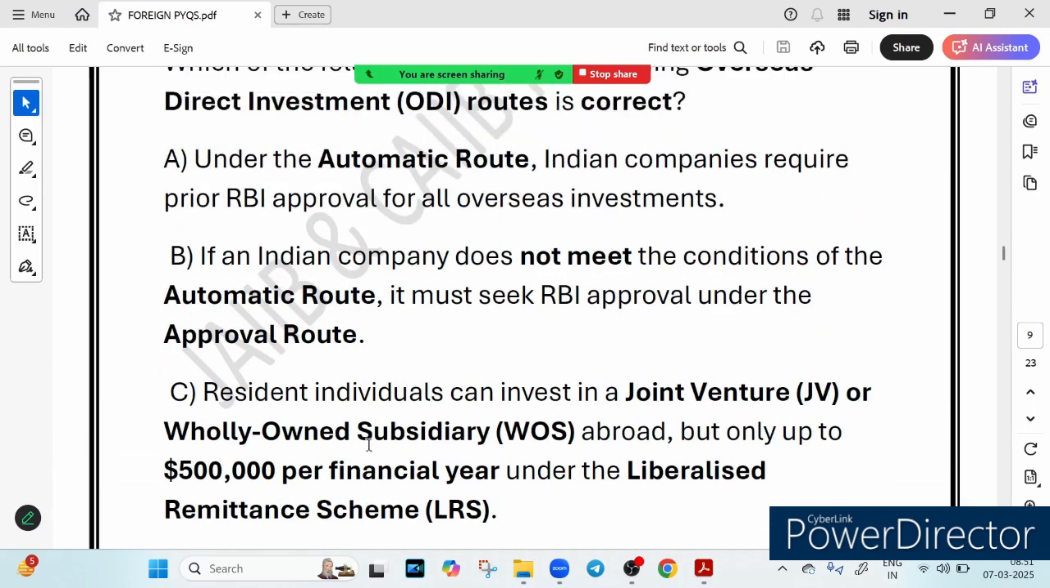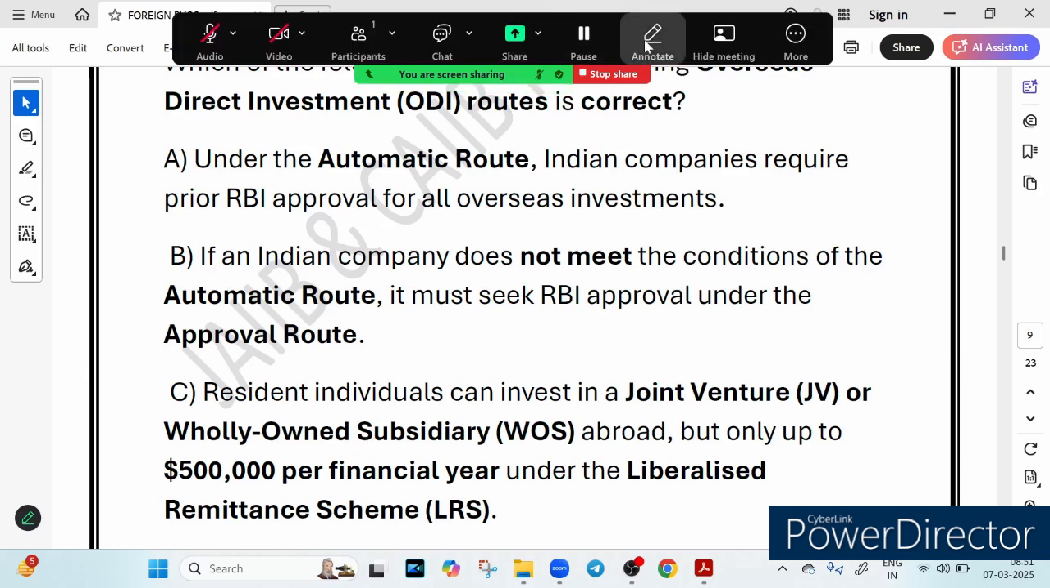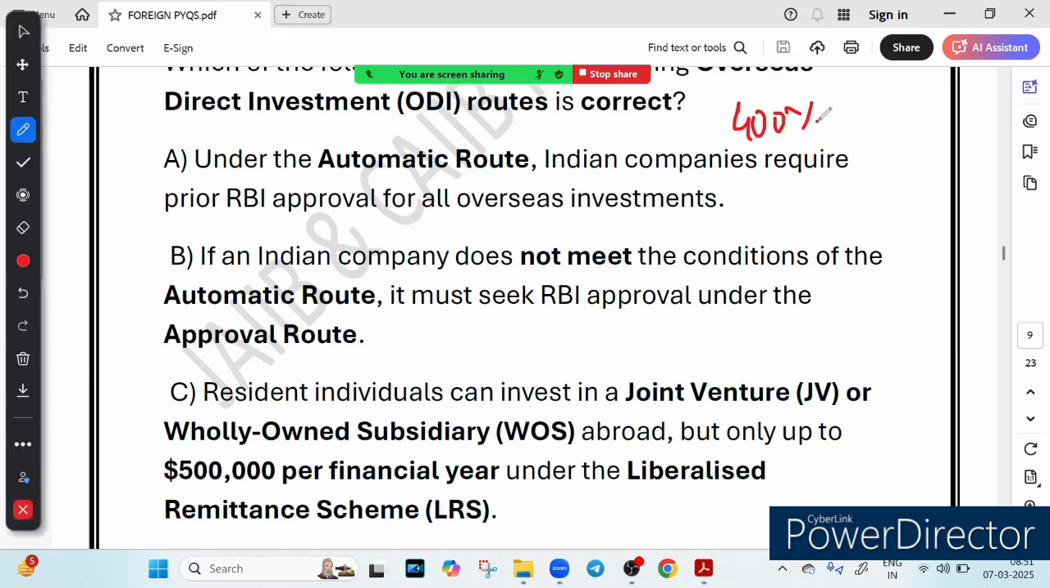First of all, think yourself what is the correct answer. This option suggests that an Indian company needs prior RBI approval for all investment under the automatic route. This is incorrect, because under the automatic route, a company doesn't need prior RBI approval as long as they meet certain conditions, such as staying within 400% of their net worth. If they stay within 400% of their net worth, they do not require any permission or approval from RBI. So this option is wrong.